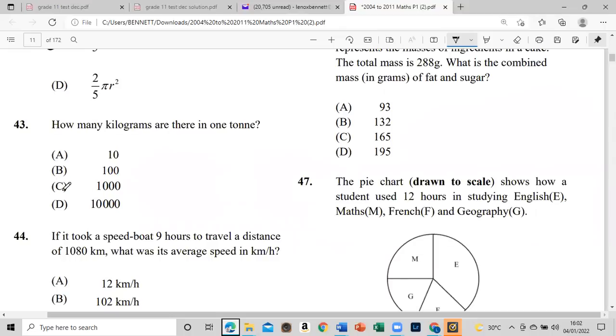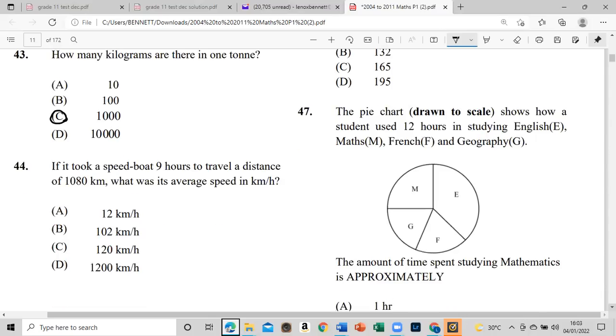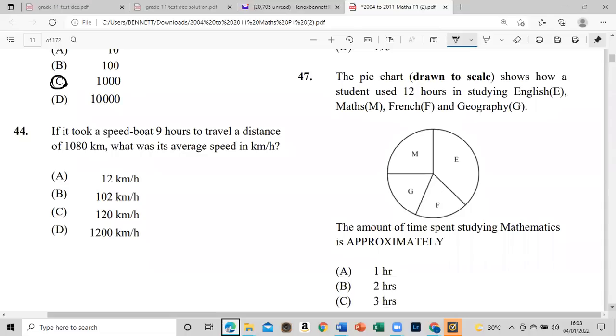If it took a speedboat 9 hours to travel a distance of 1080 kilometers, what is the average speed? So we just divide. It is 1, 0, 8, 0 divided by 9.